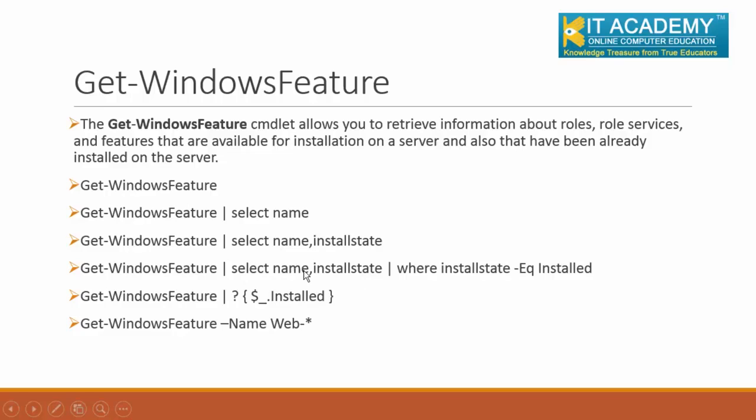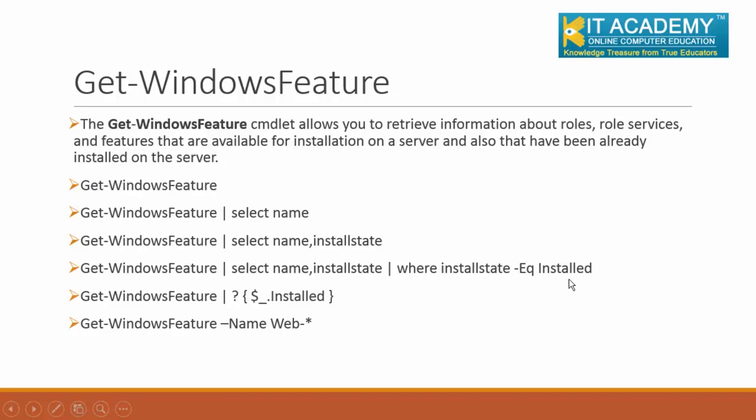I'm trying to retrieve the information of these two columns, and then we're applying another pipeline where InstallState equals Installed. So if somebody asks you, show me the list of features that are currently installed on the server, I can use this equals-to operator -eq in a Where clause.